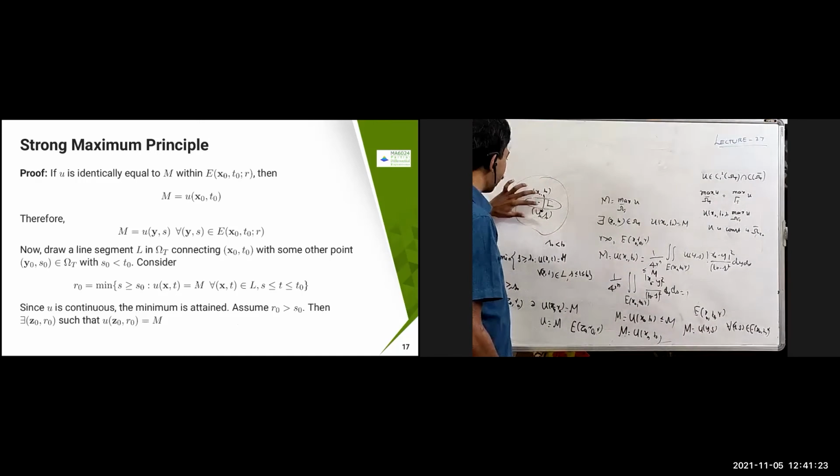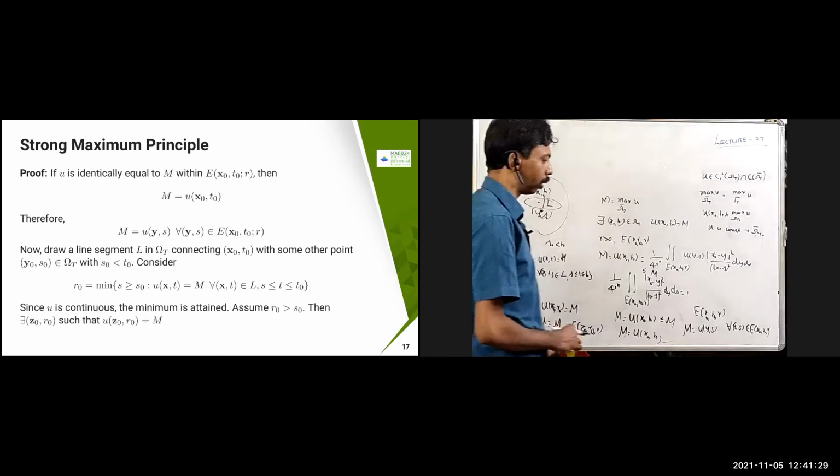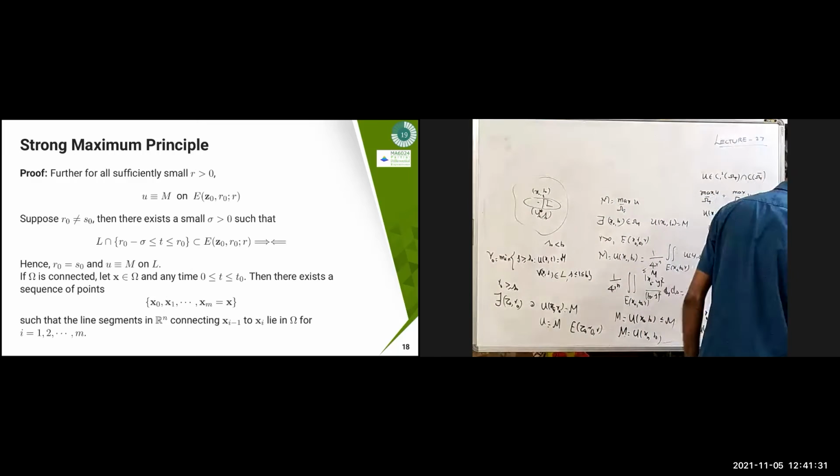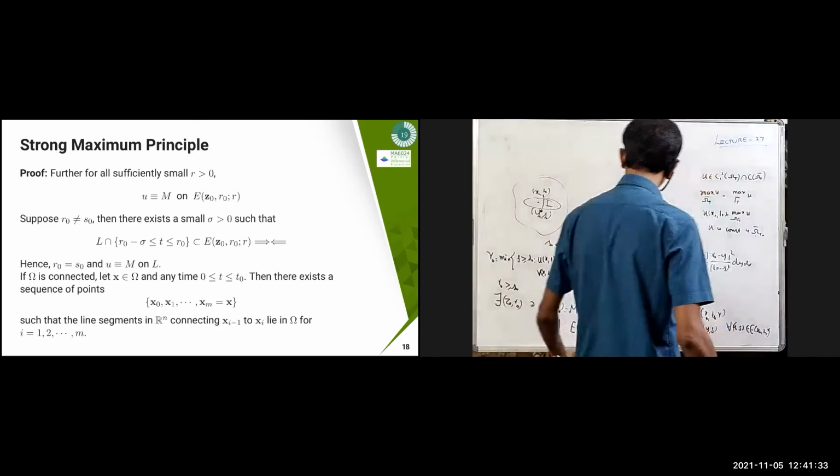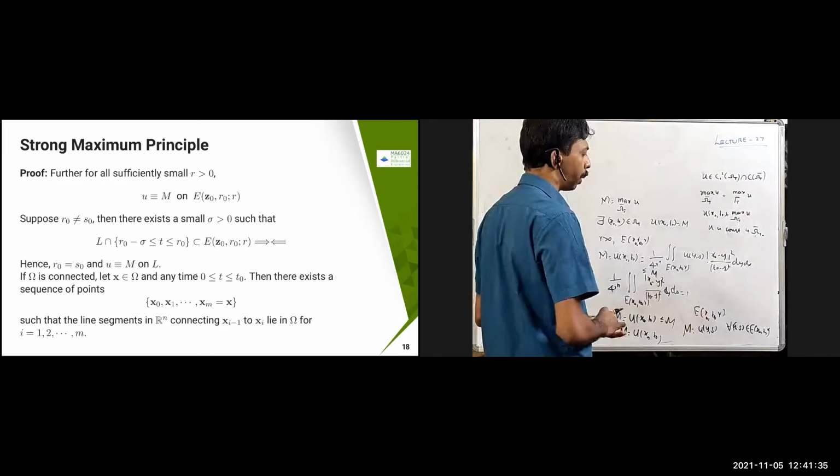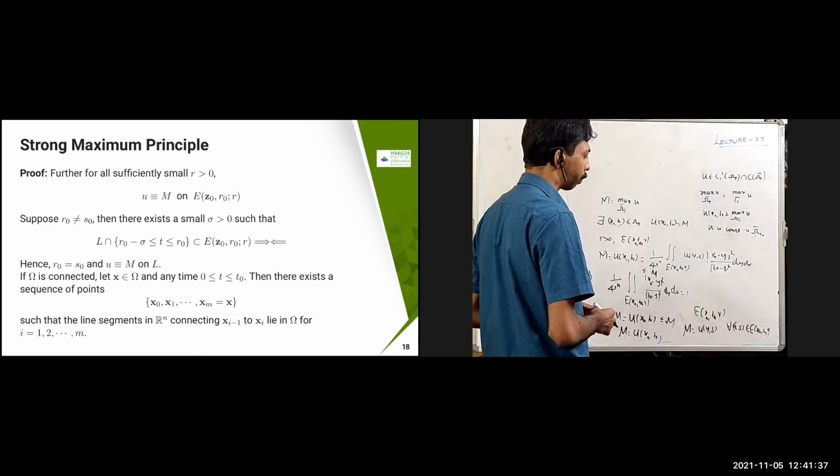If I connect that, in that line I'm going to take one point. That point also is going to be identically equal. Remember the difference here with the ball: here the connecting line also is going to be there, in that heat ball also it is going to be there.